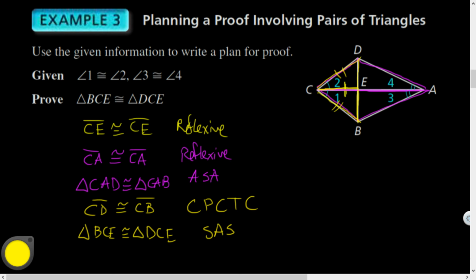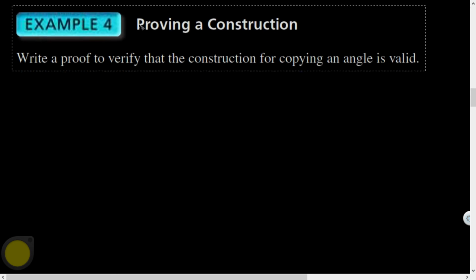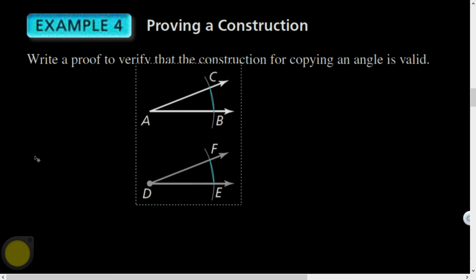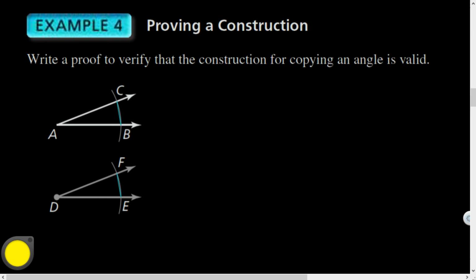All right, let's get example 4 in here. I don't know which ones I'm skipping on your end there. But I think example 4 is worth pointing out, because we've been doing constructions as though they've been true without trusting, for valid reasons, that they've been true. Write a proof to verify that the construction for copying an angle is valid.